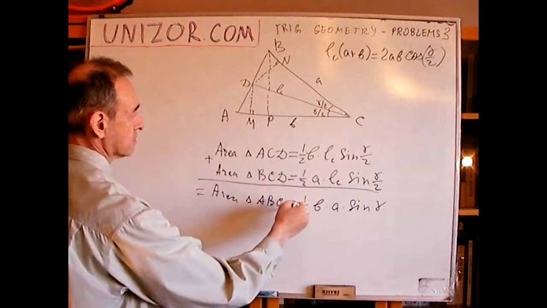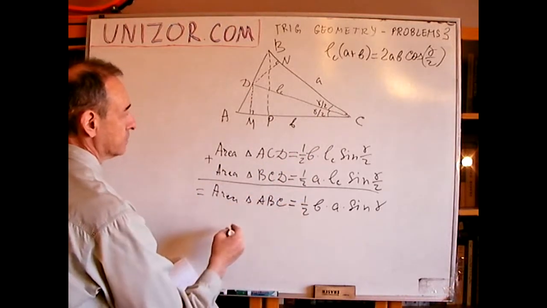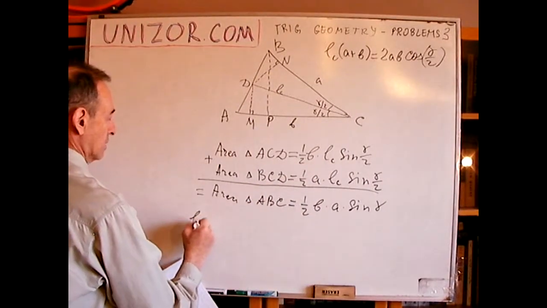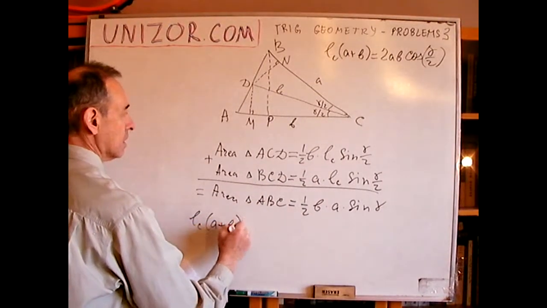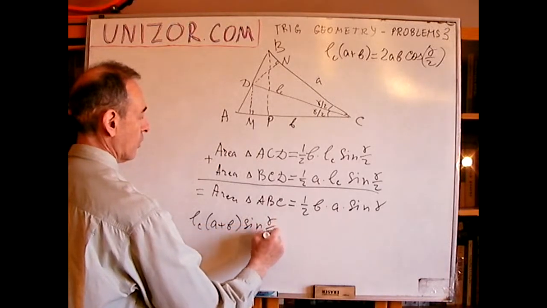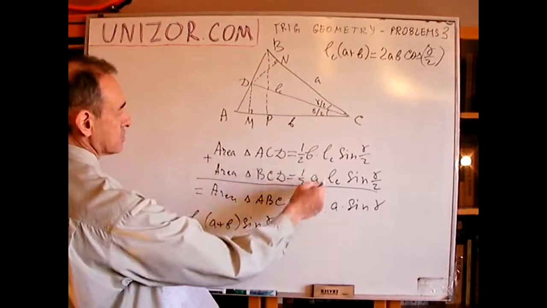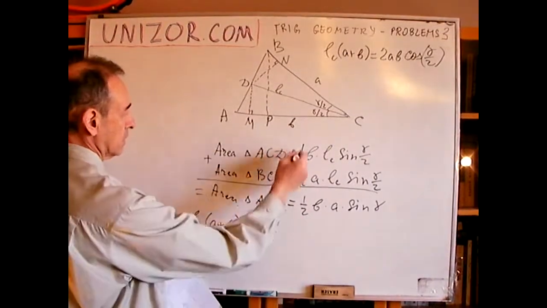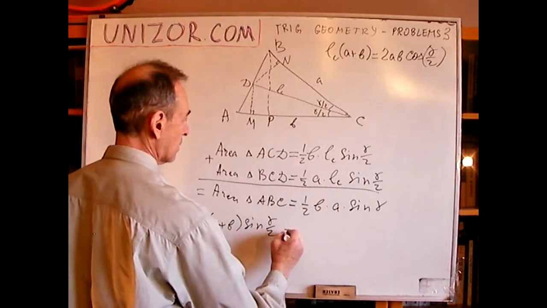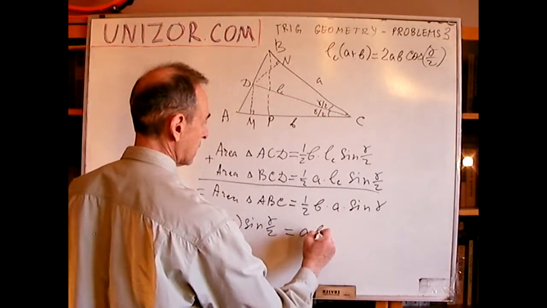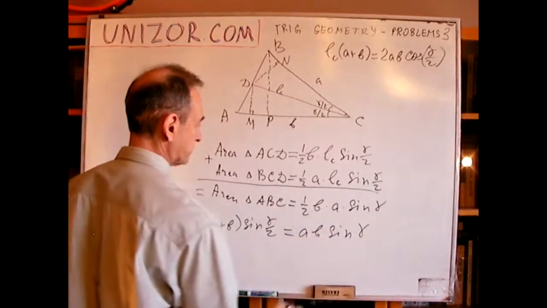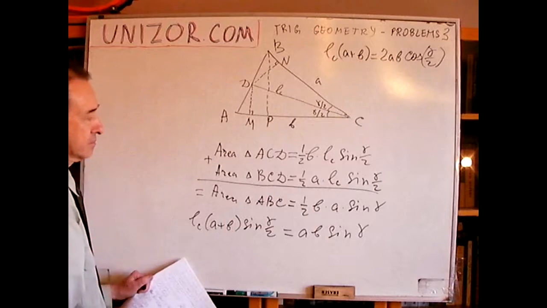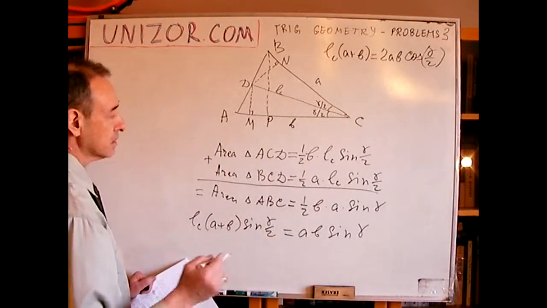well, let's just forget about 1/2. If I sum these two, I will get LC times (A plus B) sine of gamma over 2, right? If I sum these two, and I drop 1/2 because it will be reduced anyway, and on the right side I have this. Well, they are close to this one, but I just need a little bit more.